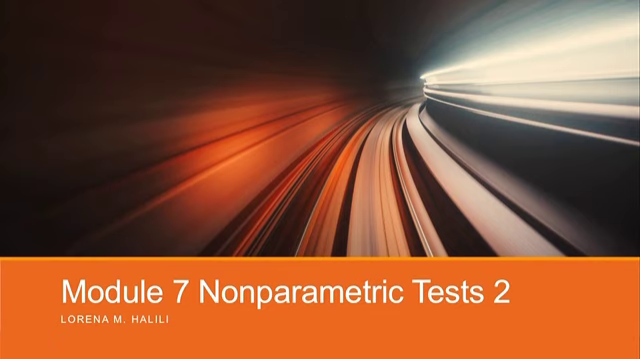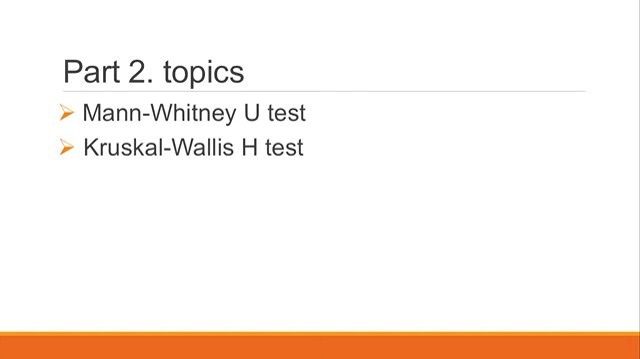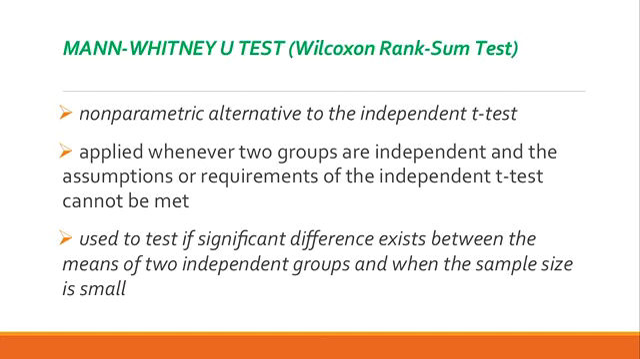We recall that non-parametric tests are used as alternatives to the parametric tests, and not substitutes. They are used whenever the given data does not satisfy the condition of a normal distribution. That is why non-parametric tests are for distribution-free populations. So part 2, topics included will be the Mann-Whitney U test and the Kruskal-Wallis or the H test.